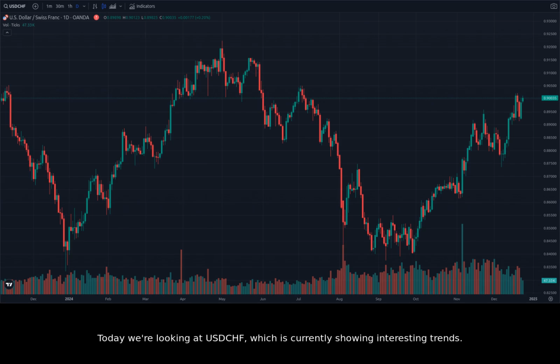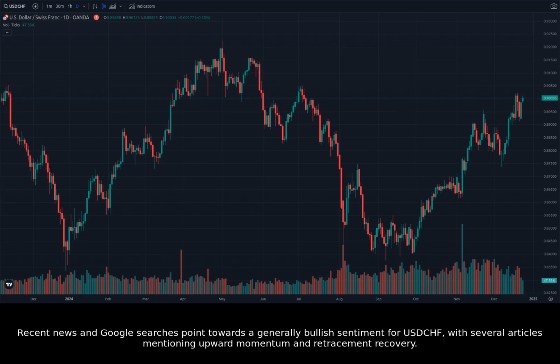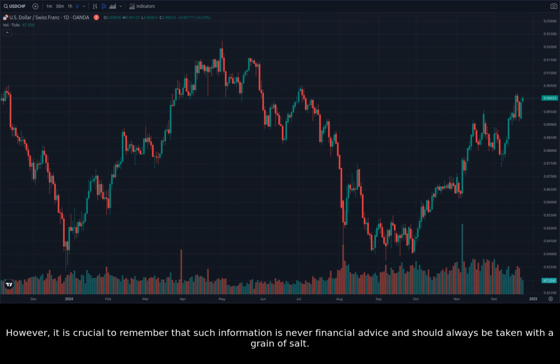Today we're looking at USDCHF, which is currently showing interesting trends. Recent news and Google searches point towards a generally bullish sentiment for USDCHF, with several articles mentioning upward momentum and retracement recovery. However, it is crucial to remember that such information is never financial advice and should always be taken with a grain of salt.